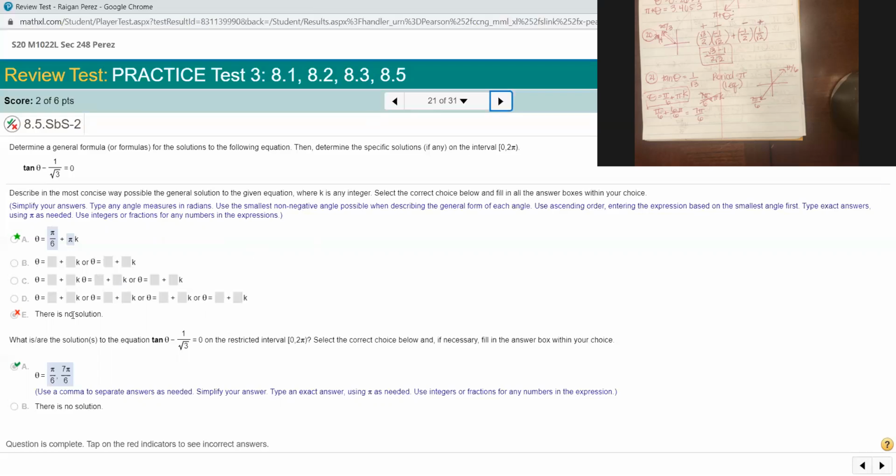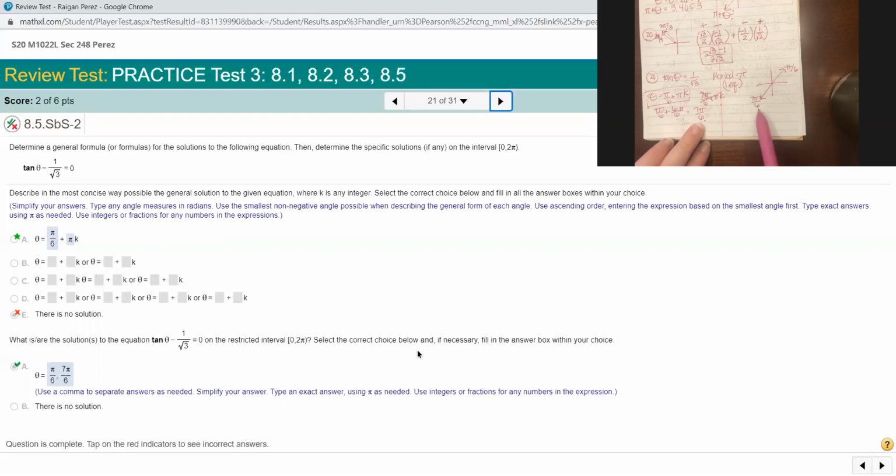Okay, so for this one, it wants to know when tangent theta is 1 over square root of 3. Well, first of all, tangent is positive, so I knew it was in quadrant 1 and quadrant 3. And then tangent is 1 over square root of 3 at a pi over 6 angle. So here it's pi over 6, but down here it's 7 pi over 6. So normally we write two equations out, right? But tangent's period is pi. And if I do pi over 6 plus 6 pi over 6, I get 7 pi over 6.